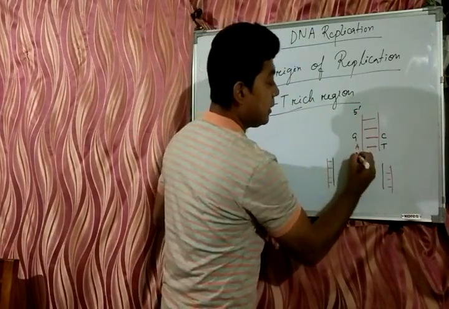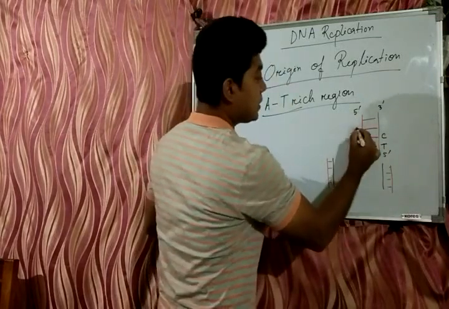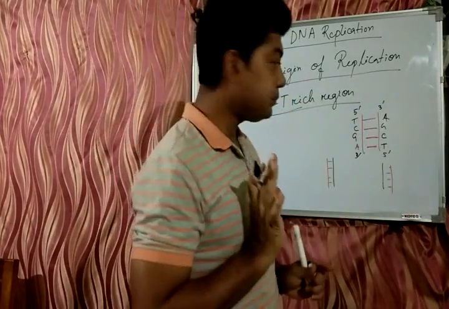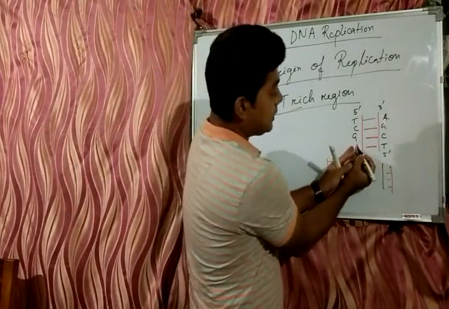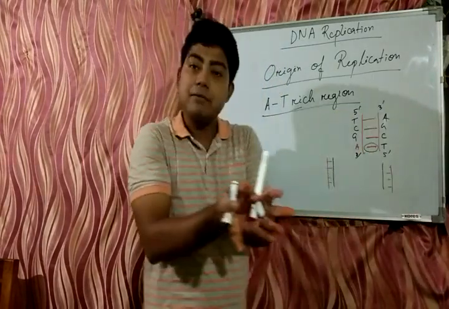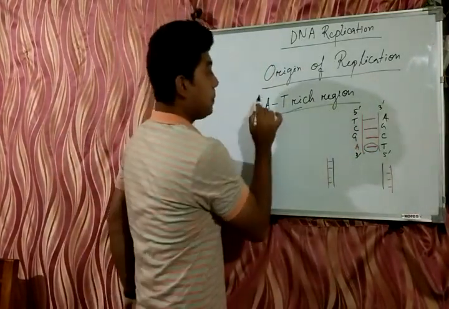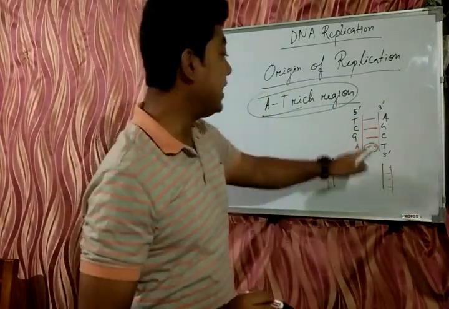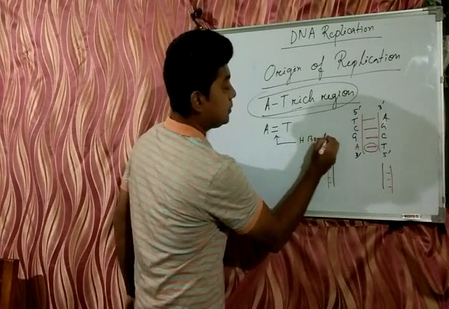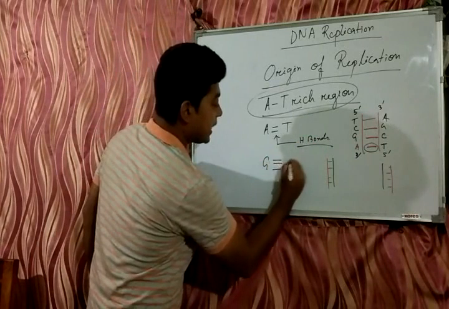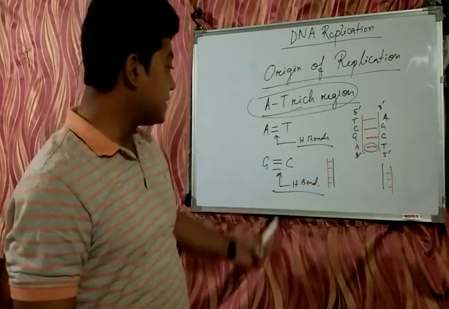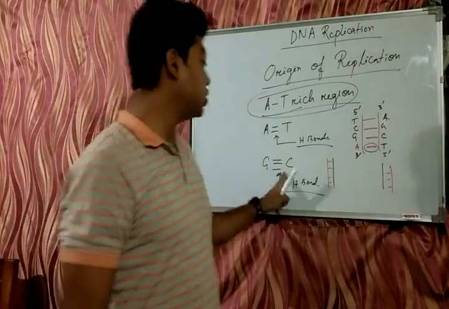One position is 5 to 3 polarity, the other is 3 to 5, or vice versa. If it contains cytosine, the other should contain guanine, or if it contains adenine, the other contains thymine. So adenine and thymine are joined with the help of hydrogen bonds, and those hydrogen bonds should be broken so the strands become single-stranded. So, why AT rich region? Because between adenine and thymine, two hydrogen bonds are there. But between guanine and cytosine, three hydrogen bonds are there. So it is easier to break two hydrogen bonds than three hydrogen bonds.